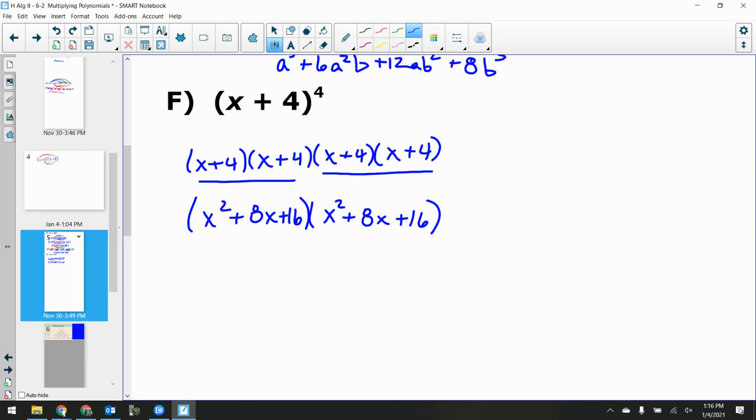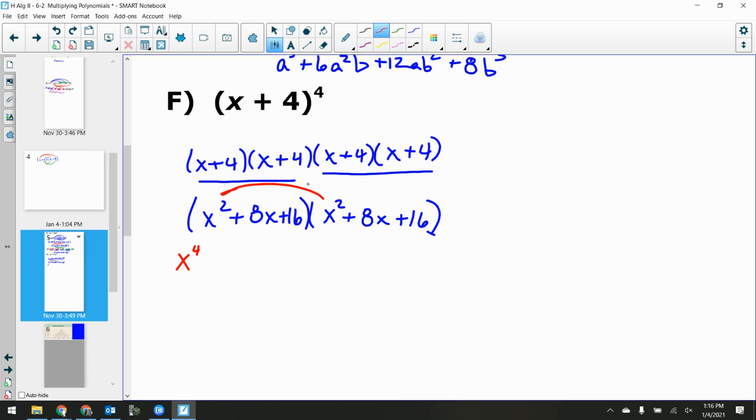Square the first, square the last. That's where I get the x squared and the 16. And then I double the product. 4 times x is 4x, double it, 8x. Okay, and now we have to take a trinomial times a trinomial, which we've done already. That's example D. You just got to be careful.